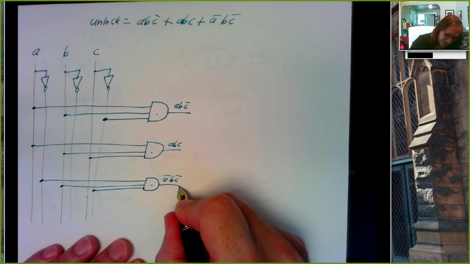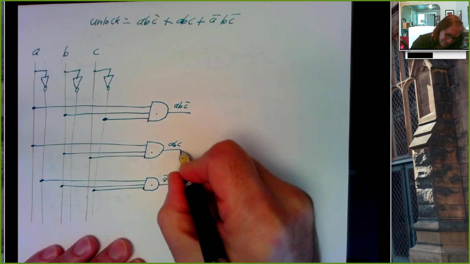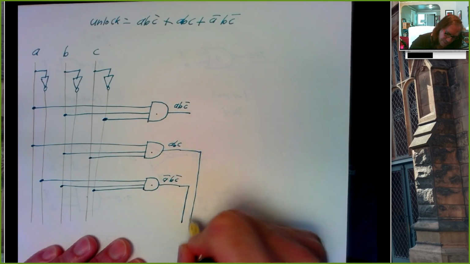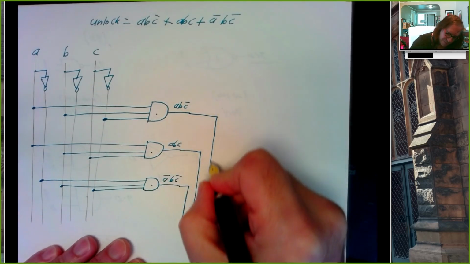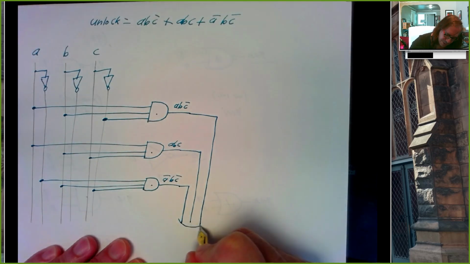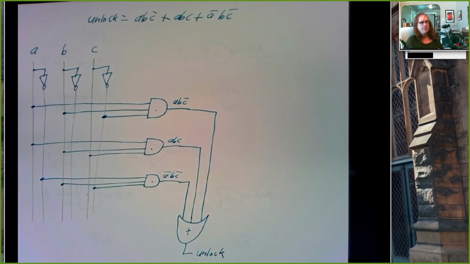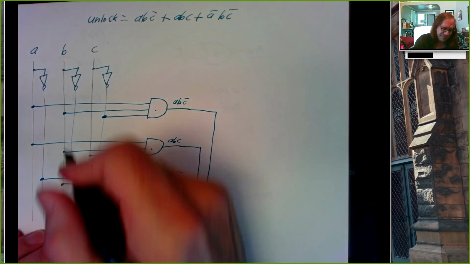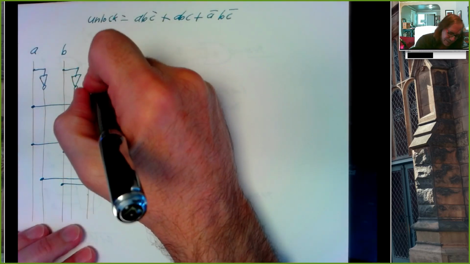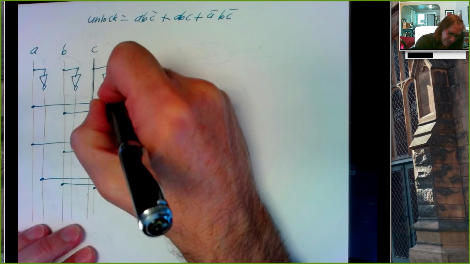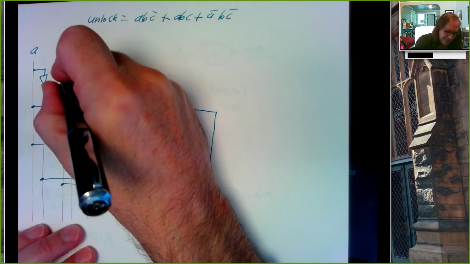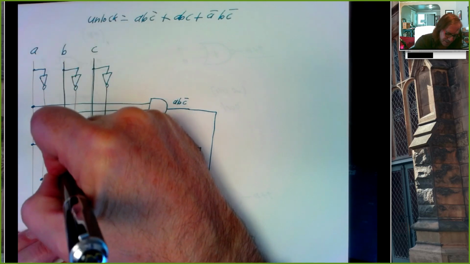And so I'm going to take these and run them vertically into an OR gate. And the output of that is going to be unlock. And then if I want, I can go over these in pen, if I'm being paid to do this or something.